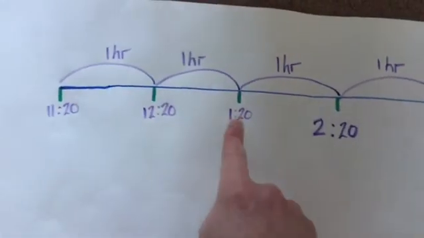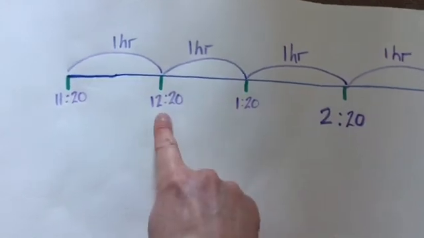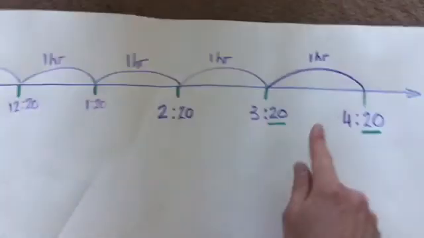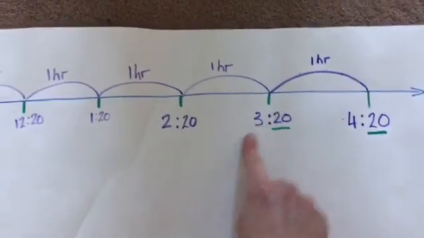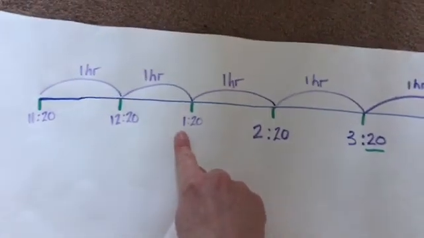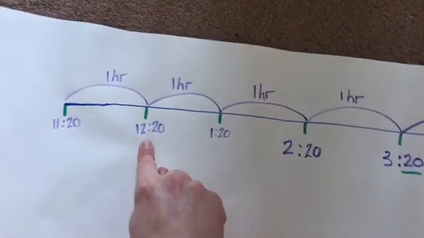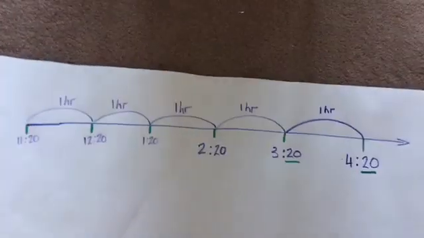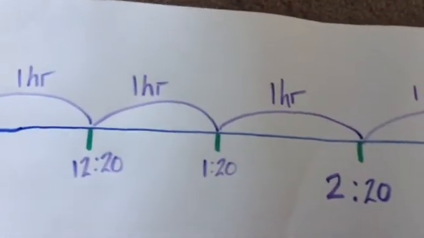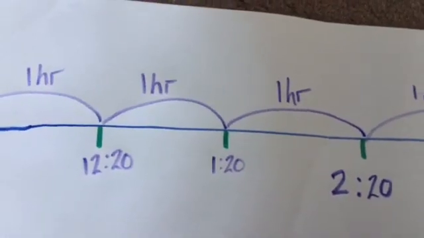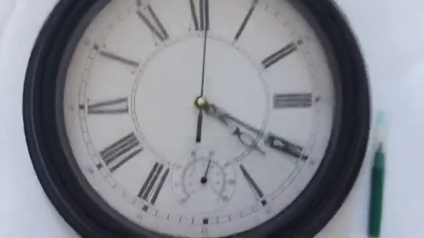Let's just have a look at this jump here, because this seems a little bit strange, doesn't it? We've gone from 4 down to 3, down to 2, down to 1, but then from 1 we've gone to 12. Why might we have done that, do you think? Why have we jumped from 1 to 12? Let's have a look at the clock face and see if this helps us.